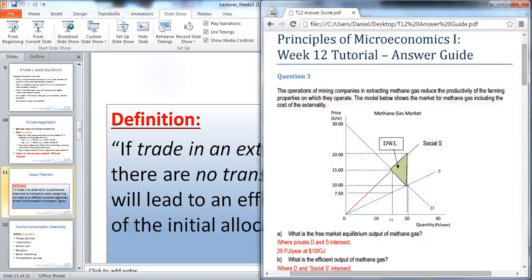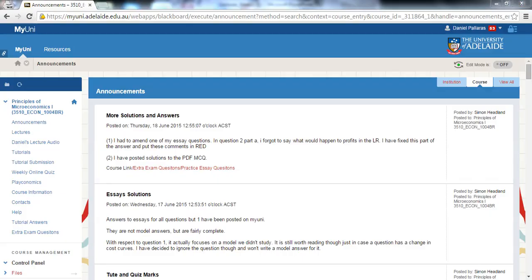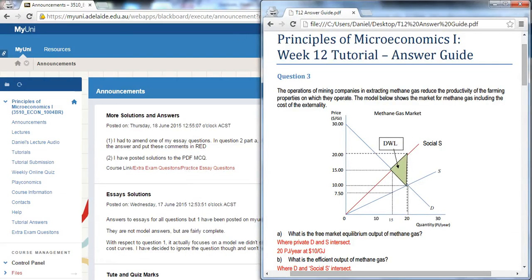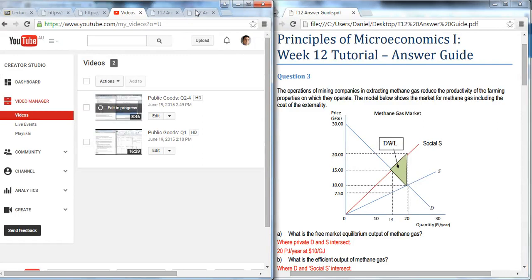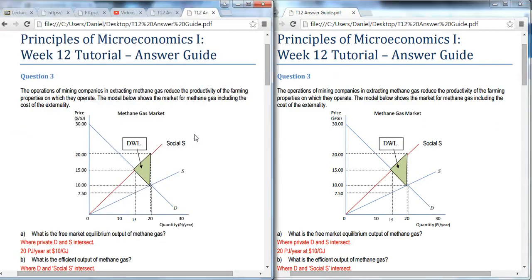I'm going to have it side by side. So I'm going to have questions, so that's not the right one. So I've got question 3 here and question 3 here, just so that we can have a graph as we scroll through the questions.